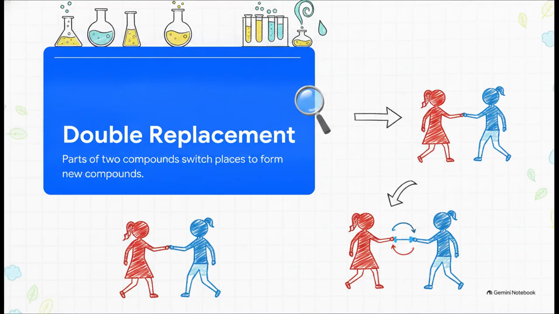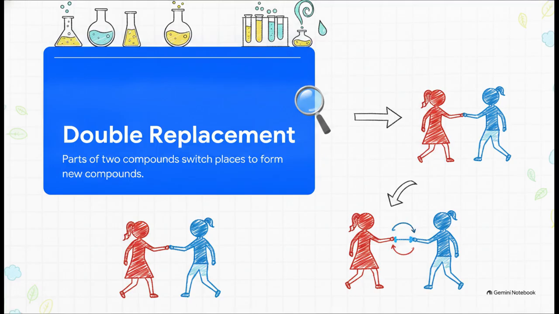Our fourth and final core reaction for today is double replacement. If single replacement is one partner cutting in, well, double replacement is two couples completely swapping partners to form entirely new pairs. In scientific terms, these reactions typically happen in aqueous solutions, where ions are free to just mingle and interact. When these ionic compounds cross paths, they can swap their positively and negatively charged components.